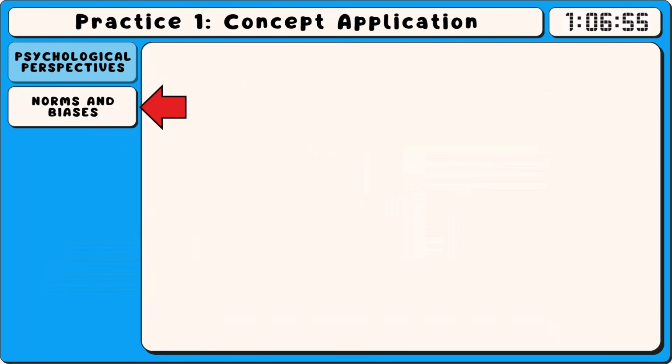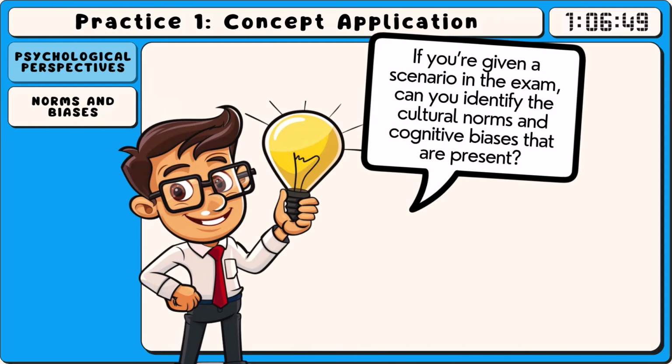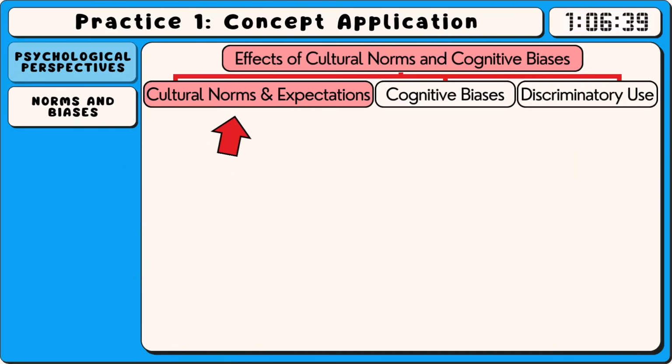Now, let's move on to the second lesson in this section titled Norms and Biases. The key question being asked in this lesson is this. If you're given a scenario in the exam, can you identify the cultural norms and cognitive biases that are present? For this lesson, we'll look at how cultural norms, expectations, and circumstances apply to a scenario, how cognitive biases apply to a scenario, and how psychological perspectives can be misused in discriminatory ways.